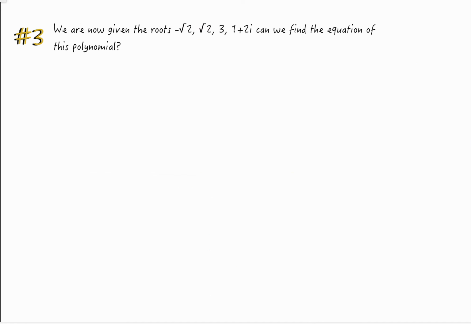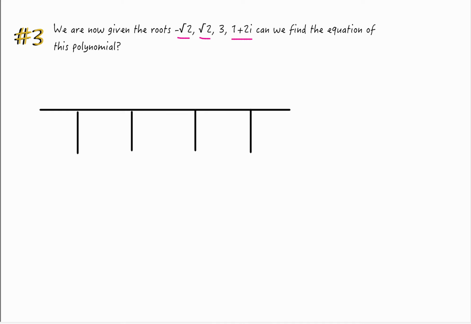So the toughest one we're going to have is this one right here. We're given roots that are a little nasty looking. Why are they nasty looking? Well, because we got some square roots in here, and we've got an imaginary number? Huh. Well, again, I'm going to set up my chart, and I'm going to give myself a space for every answer that I have. So I've got negative square root of 2. I've got positive square root of 2. I've got 3. I've got 1 plus 2i.